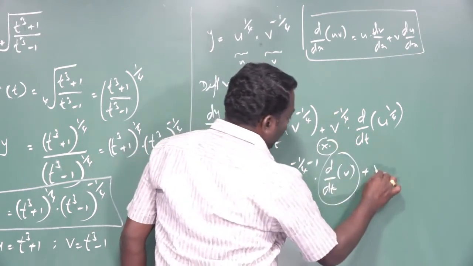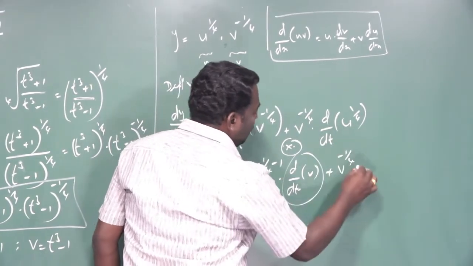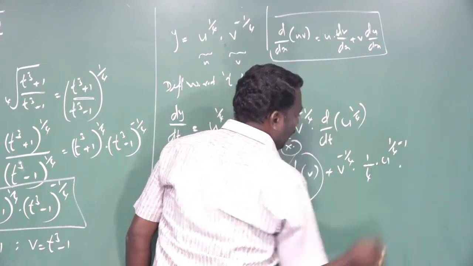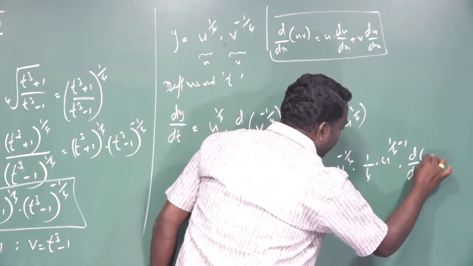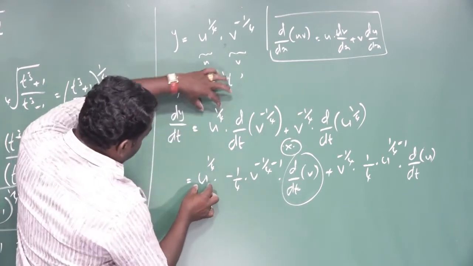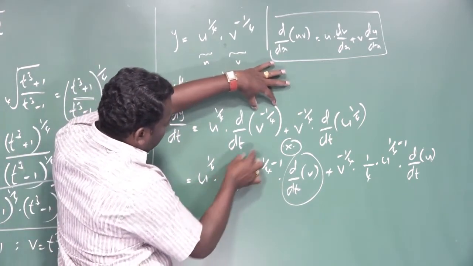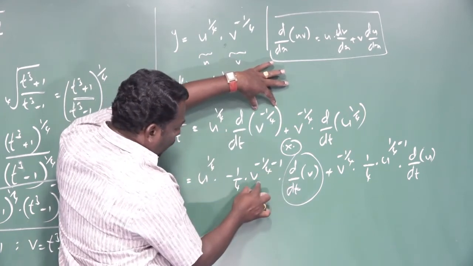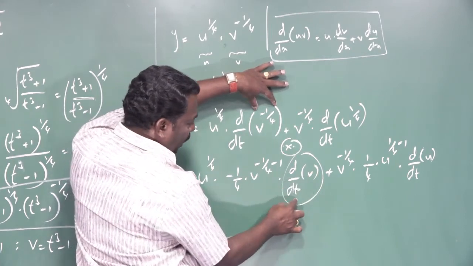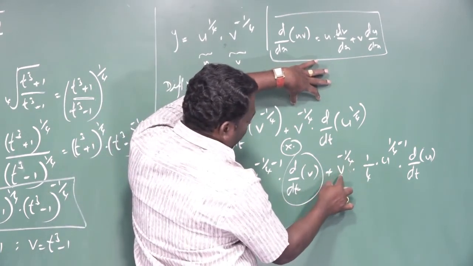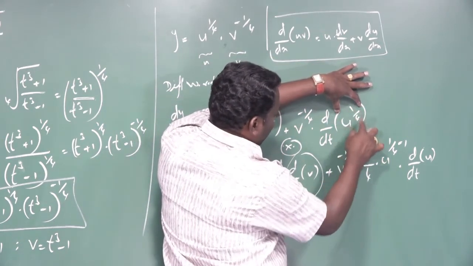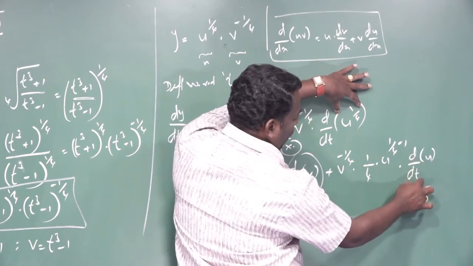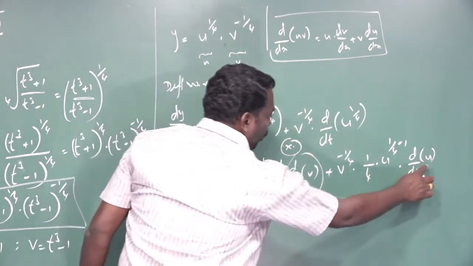Similarly, keep v^(-1/4) as it is and differentiate u^(1/4). It is in x^n form with n = 1/4, so 1/4 into u^(1/4 - 1), and again differentiate u with respect to t, d/dt of u, within the bracket. Once again, keep u^(1/4) as it is and differentiate v^(-1/4) with respect to t, using n into x^(n-1), and again differentiate the term v with respect to t. Now substitute the v function and u function here and differentiate again.